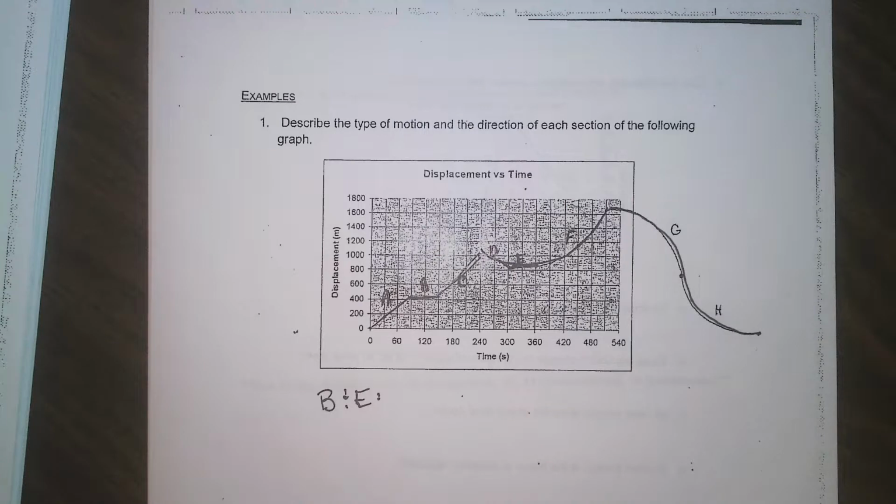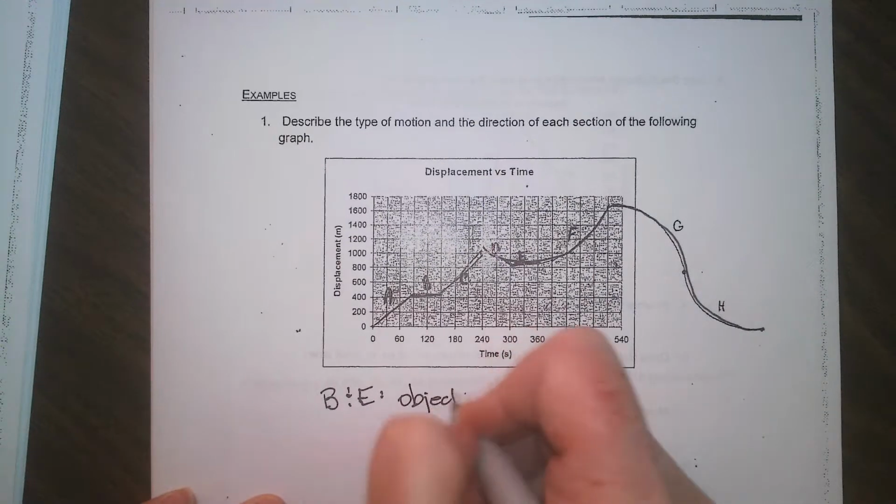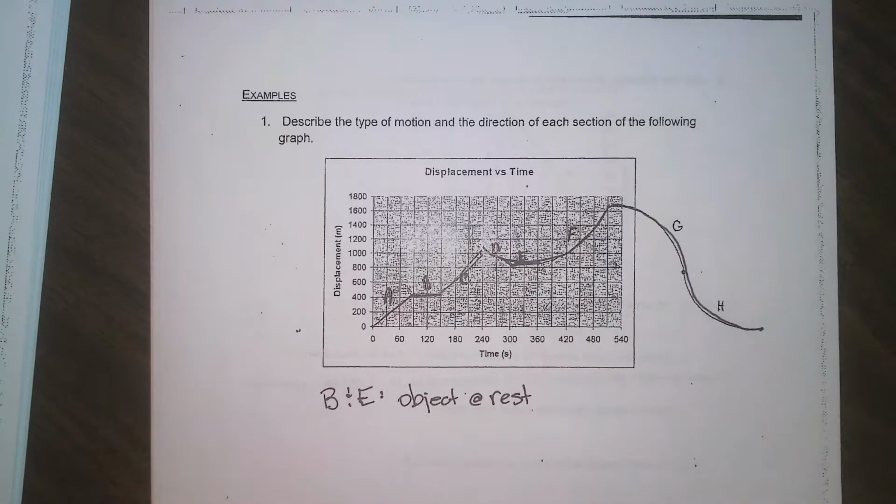Aiden. So what would that mean? If we're not covering any distance, we must be, and the fancy word for that is at rest. Good job, Aiden. The object is at rest.